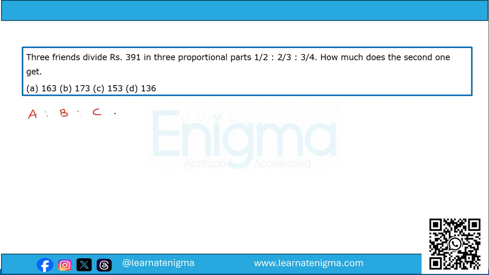So the ratio A is to B is to C is 1 by 2 is to 2 by 3 is to 3 by 4. Now, whenever you get a ratio in fractions, what you have to do is to convert that into ratio of integers, you have to multiply throughout by the LCM of all denominators.